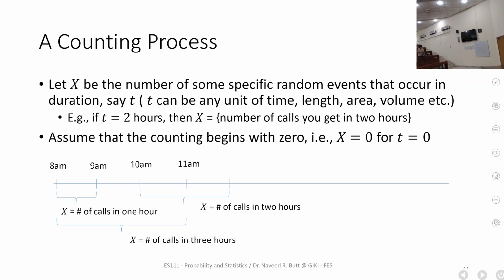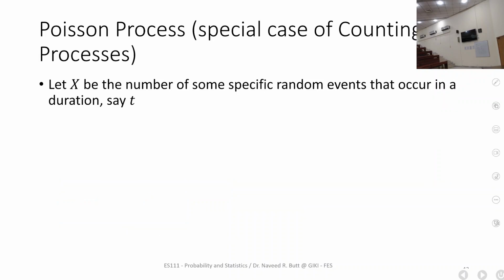Now assume that the counting begins with 0. We have to start somewhere. So your counting, let's say, begins with 0. So X is 0 for T equals 0. So your random variable starts at 0 when T equals 0. Then you could ask me the number of calls in this 1 hour, or the number of calls in these 2 hours, or the number of calls in these 3 hours. Each of those is a random variable. So these we call intervals. Different kinds of intervals. You could define them the way you like.